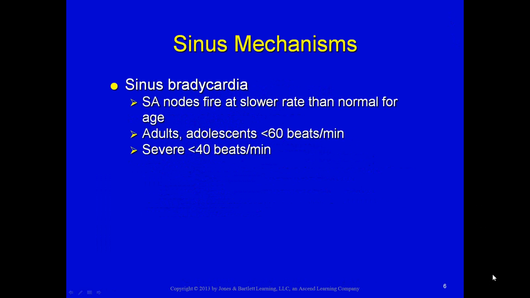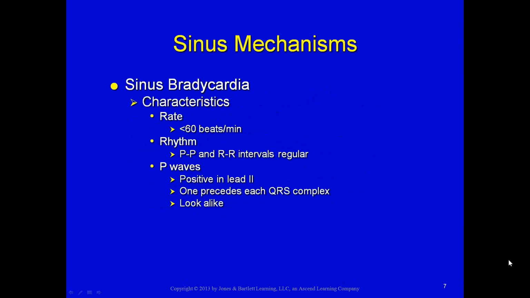In sinus bradycardia, the rule here is that the SA node fires at a slower rate than normal. And in adults, we say anything less than 60 is bradycardic. So this would be an SA node that, for whatever reason, is firing less than 60 beats a minute. Everything else about the rhythm would be normal. There would be an upright P, there would be a QRS, there would be a P for every QRS, the PR interval would be within normal limits, the QRS width would be within normal limits. It's just that the rate is slow.